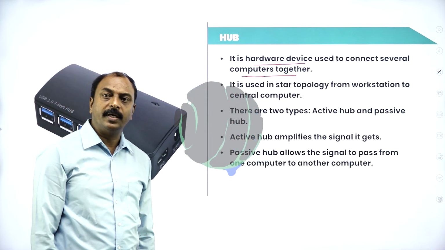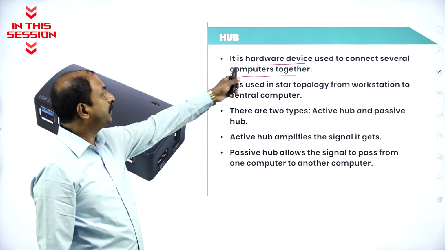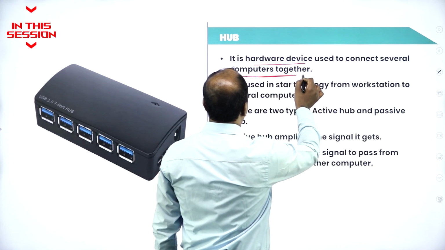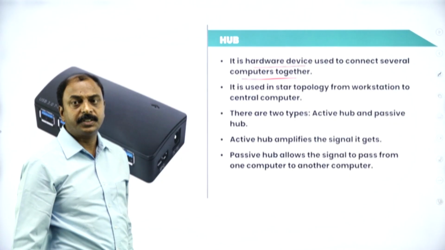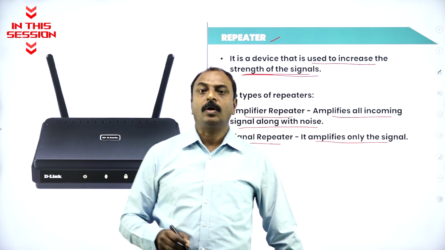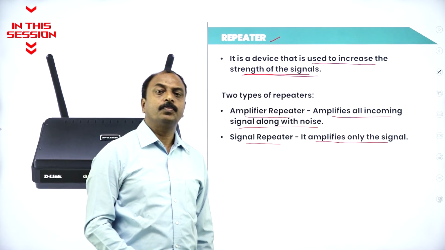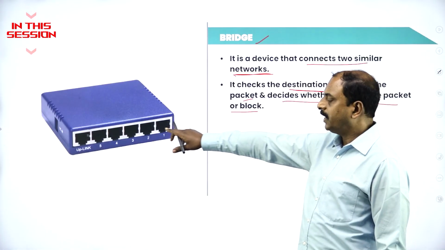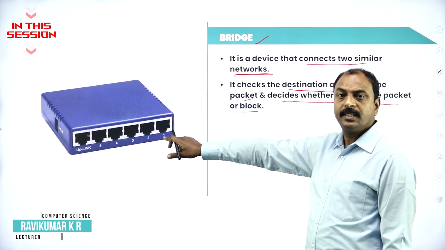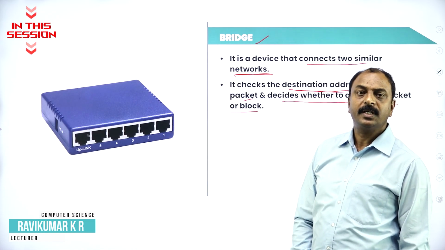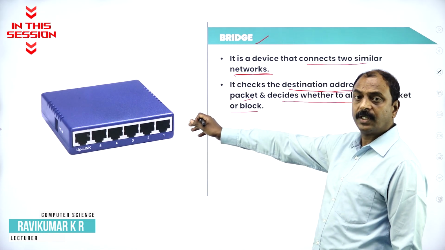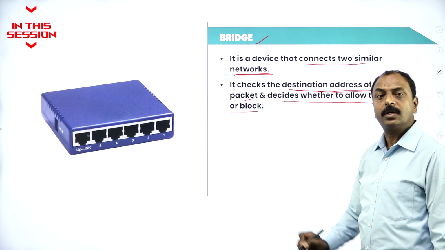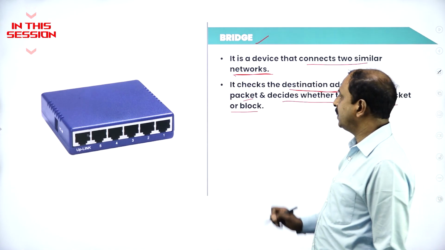What is LAN? The local area network. So there we are using this hub. It is used to connect several computers together for communication. The function of a repeater is to amplify the signal, or to boost the signal, or to increase the strength of the signal. This bridge checks the packet and the address of a particular segment of the network. Accordingly, it is going to allow or block the packet of data in the communication.